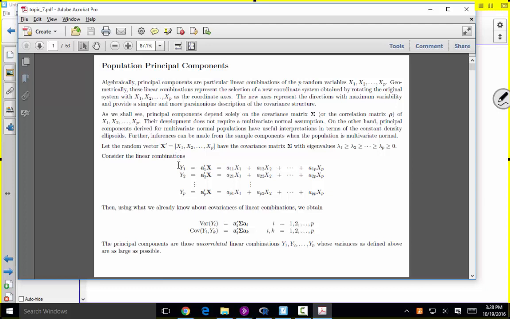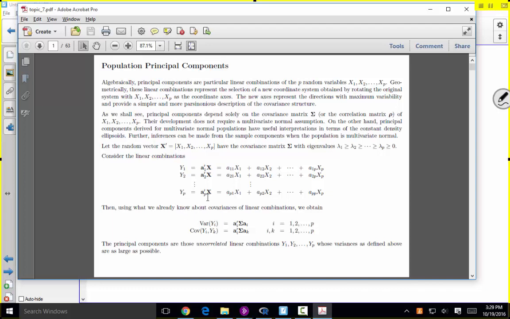Let's consider a first linear combination, call it y1. This is a scalar. If we have p variables and we do a linear combination of them, we're left with a scalar. So here's y1, some linear combination of the x's. Here's another linear combination, y2, and another linear combination, yp.